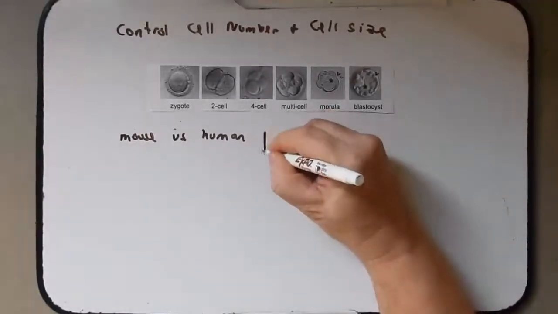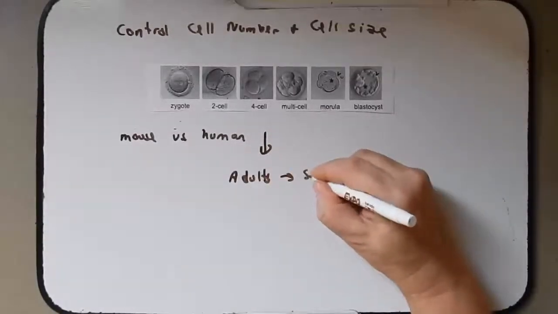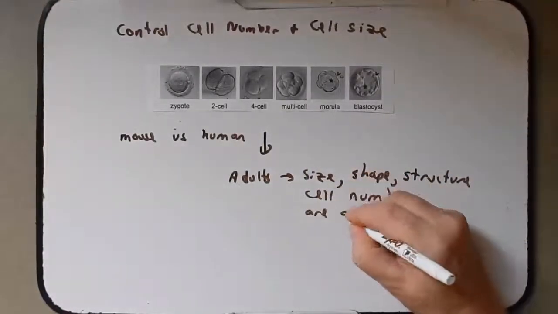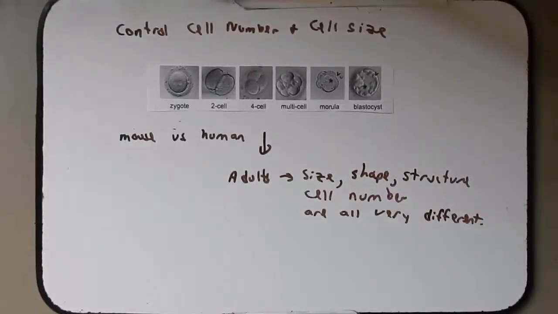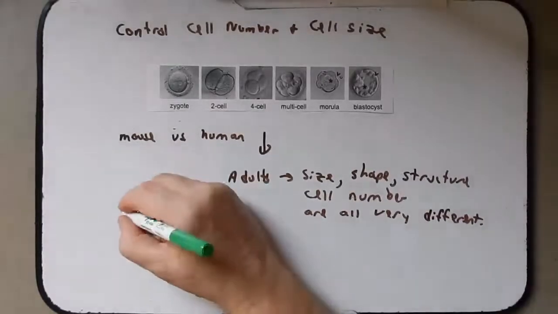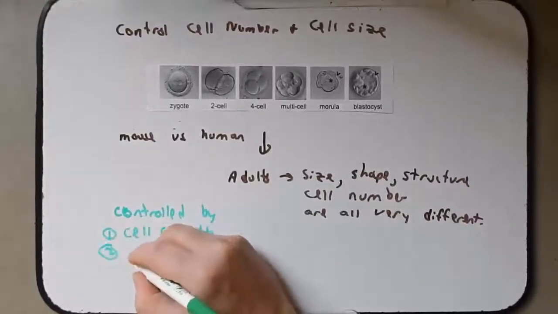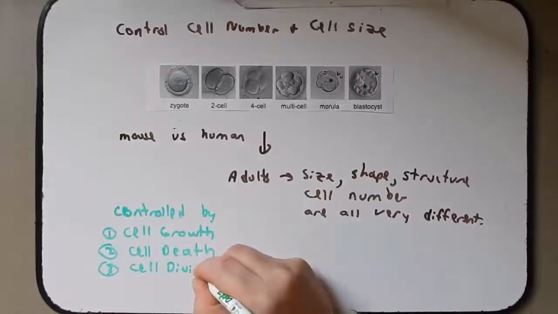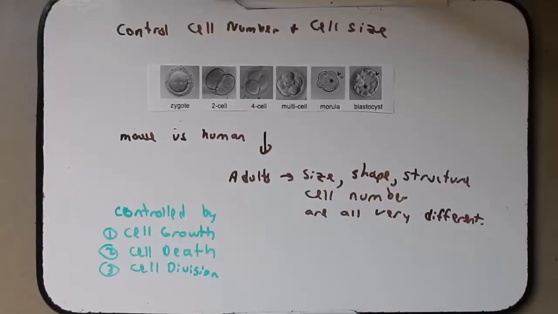But we know if we were to look at an adult mouse and an adult human, we know size, shape, structure, cell number are all very different between an adult mouse and an adult human. These are all differences in cell shape, cell number. And all of this is controlled by three processes. The first is cell growth, the second is cell death, and the third is cell division. By balancing these three events, an organism controls the number of cells they have and the size of those cells.